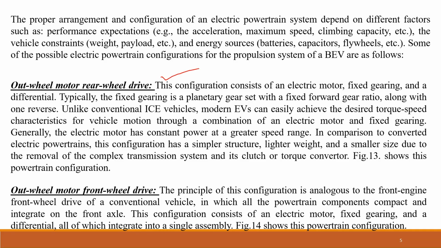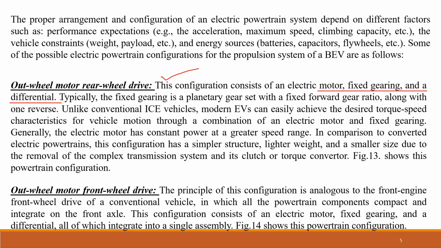This particular configuration consists of an electric motor, a fixed gearing and a differential. Typically, the fixed gearing is a planetary gear set with a fixed forward gear ratio along with one reverse. Unlike the conventional IC engines, modern EVs can easily achieve the desired top speed characteristics for vehicle motion through a combination of electric motor and fixed gearing. In IC vehicles, we need multiple gears, as we have already shown, in order to get the ideal tractive effort versus speed characteristics. Generally, the electric motor has constant power over a greater speed range.